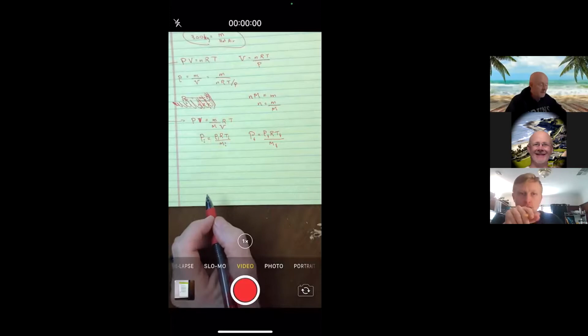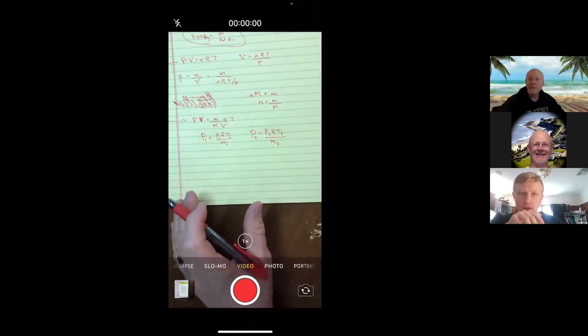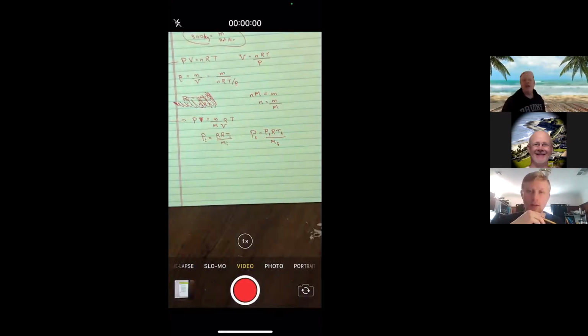Question: is the molar mass from the left equation, the initial to the final, is that going to be the same? Ah, very good, and that's good. Yes, it is. I didn't want to say that too early, and I'm glad you recognized it before I got there.